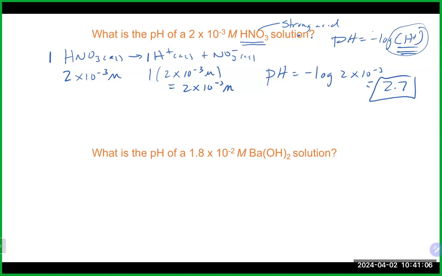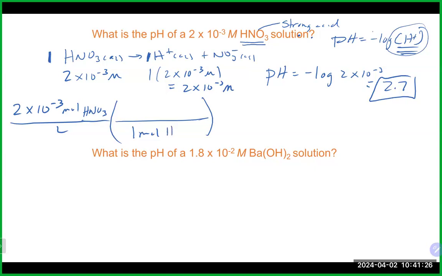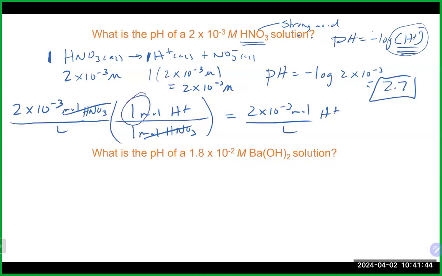Just a reminder, if you're not sure about this whole concentration thing, let me show you the longer calculation. We basically have 2 times 10 to the minus 3 moles per liter of nitric acid, and we are just going to do a mole-to-mole relationship. 1 mole of the whole thing gives us 1 mole of the H plus. Moles of the whole thing cancel, which gives us 2 times 10 to the minus 3 moles per liter of H plus. So it is kind of like stoichiometry, basically. We end up multiplying the concentration by 1, which is what we did there. Any questions on that there?